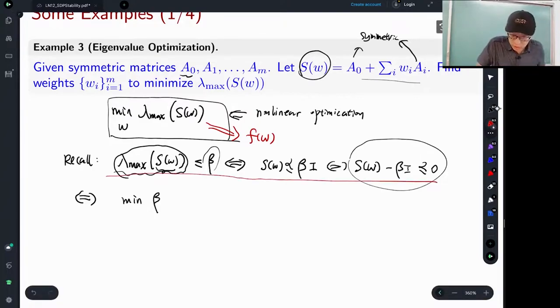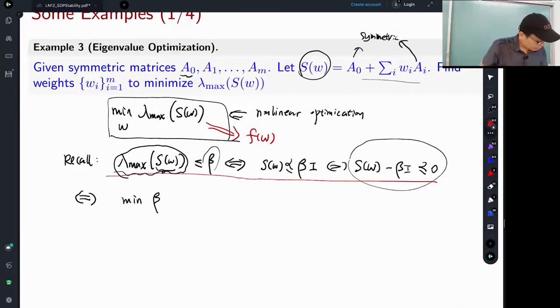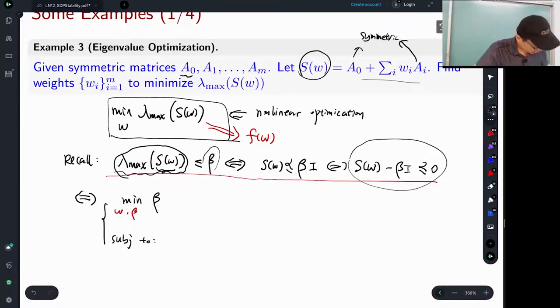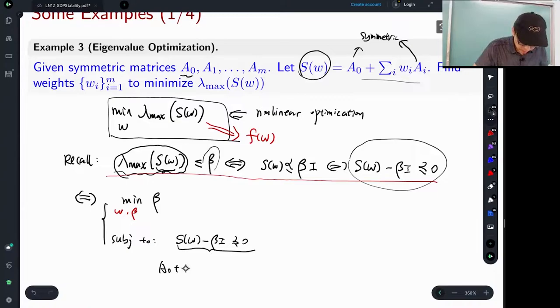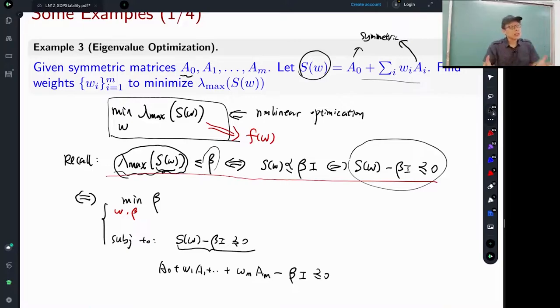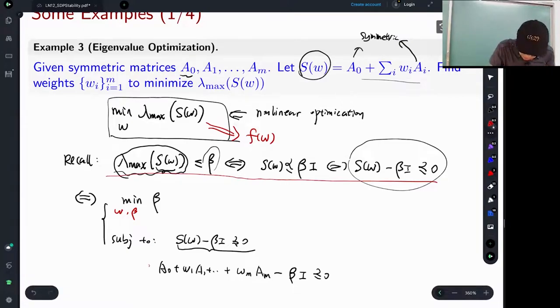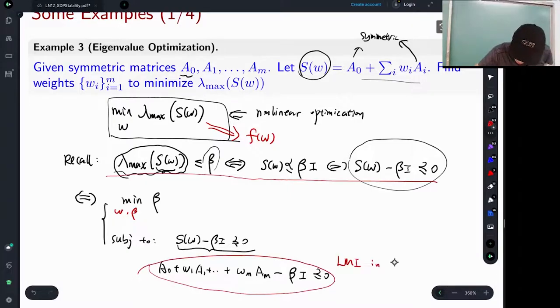But based on this relation, we can equivalently formulate this problem as the following. Minimize over beta and omega, these are two lifting variables, subject to S(omega) minus beta I less than or equal to zero. If I write it more explicitly, it is A0 plus omega1 A1 all the way to omega M AM minus beta I less than or equal to zero. What I'm claiming is that this is an LMI in omega and beta.